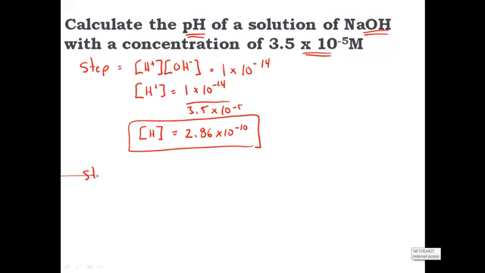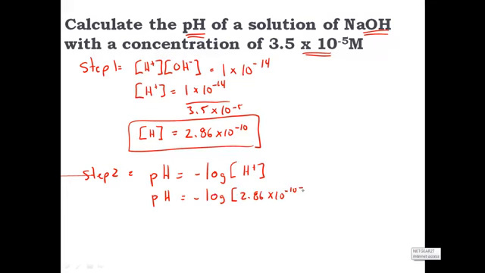That's my first part of this one. Step number 2 is going to be to use the concentration in my pH formula. pH is the negative log of the H plus ion. So when we plug the number in, the pH is going to be equal to the negative log of 2.86 times 10 to the negative 10th. And our pH is going to have a value of 9.5.